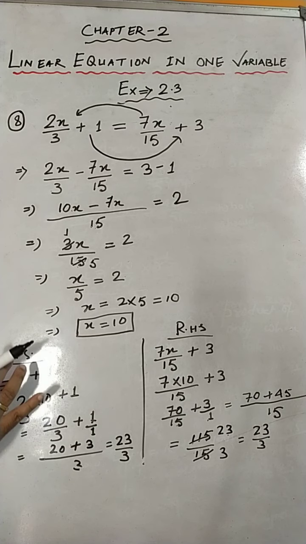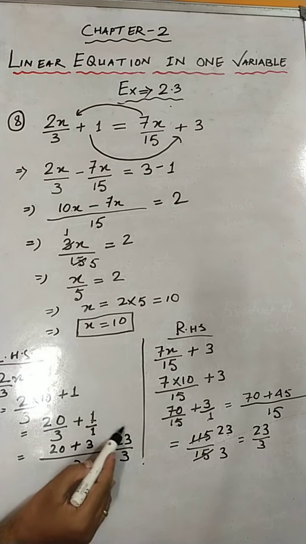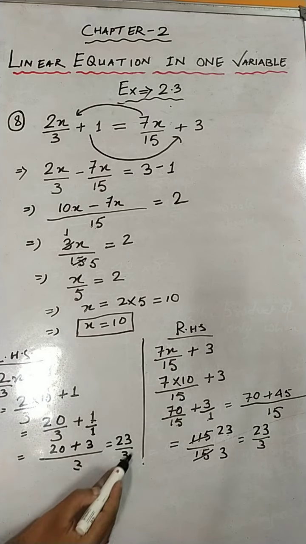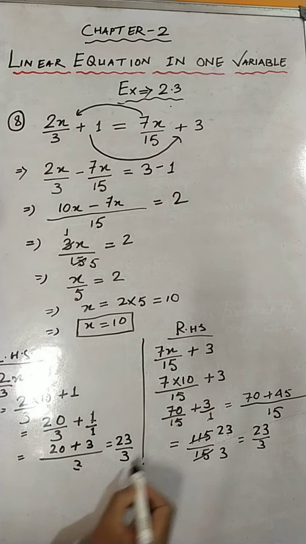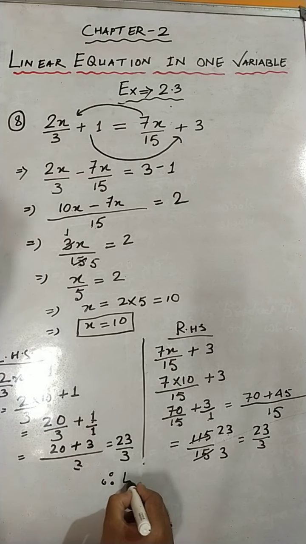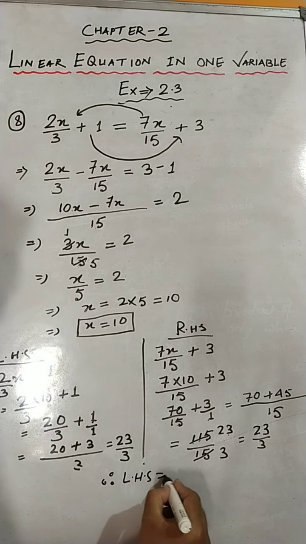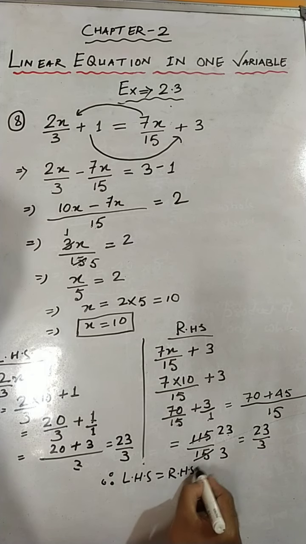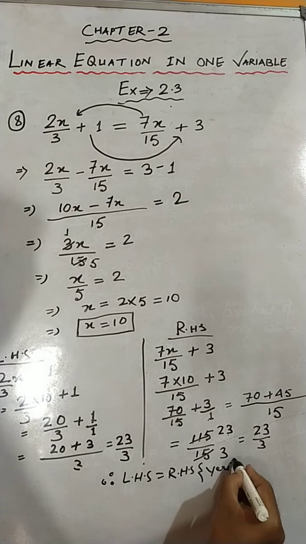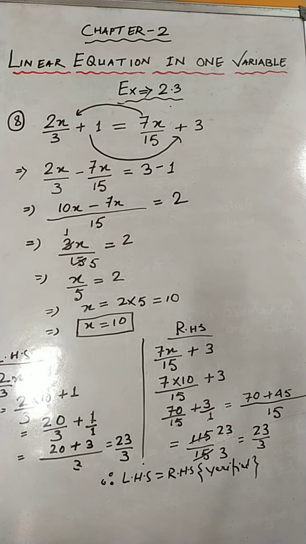So both sides, LHS and RHS, have the same answer, that is 23 by 3, 23 by 3. So we can write, therefore, LHS is equal to RHS. Verified. Okay, so this is the solution of sum number 8. Now let's move on to sum number 9.